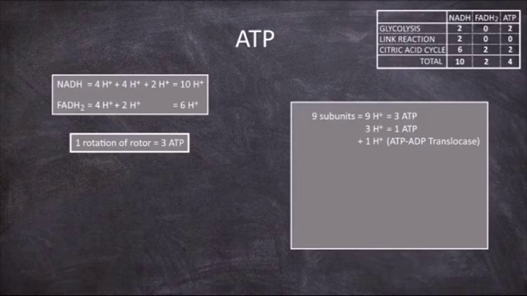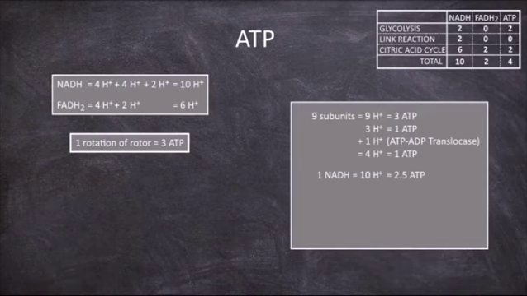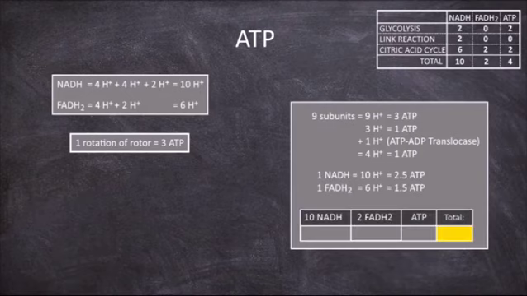A hydrogen H+ is also used in the ATP-ADP translocase to get ATP out of the matrix, raising the number to 4 H+ per ATP molecule. In this scenario, for every NADH with 10 H+ protons pumped, it's 2.5 ATP, and for every FADH2 with 6 H+ pumped, it's 1.5 ATP.